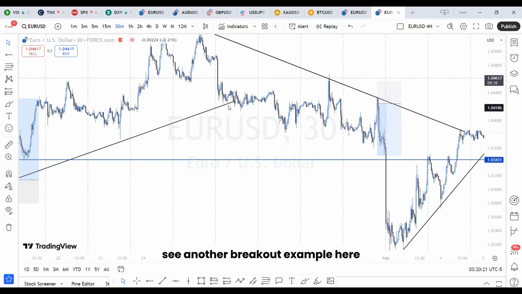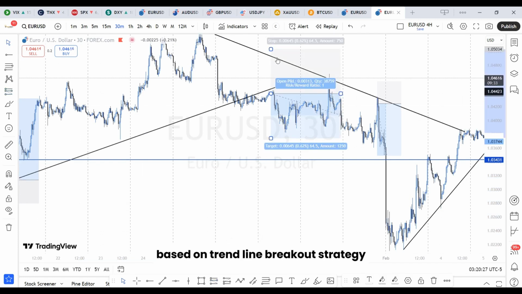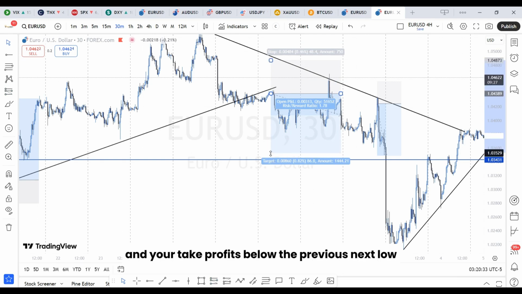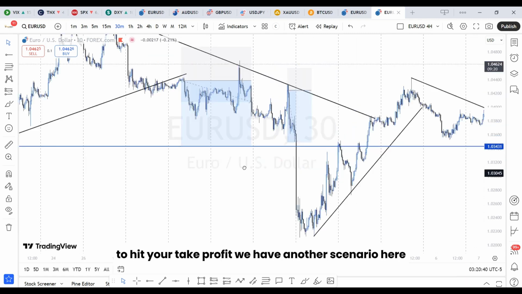See another breakout example here. The market broke out of this trend line here. Based on the trend line breakout strategy, you put your stop loss significantly above, maybe above this previous high, and your take profit below the previous next low, and the market will have just come quietly to hit your take profit.